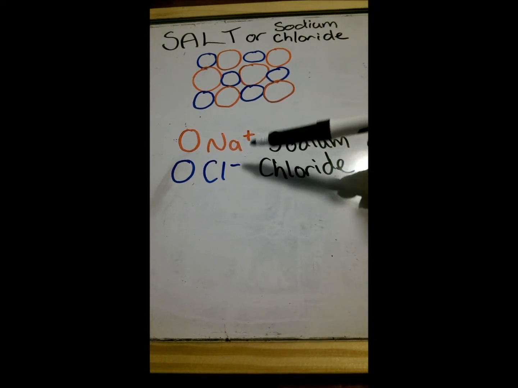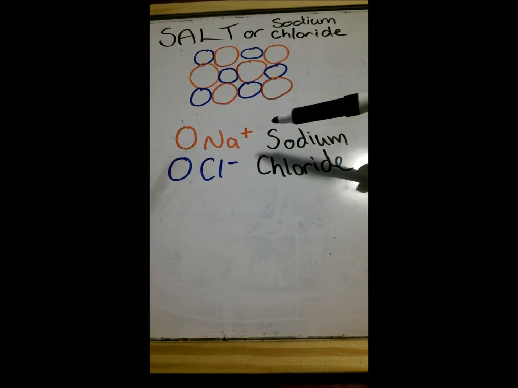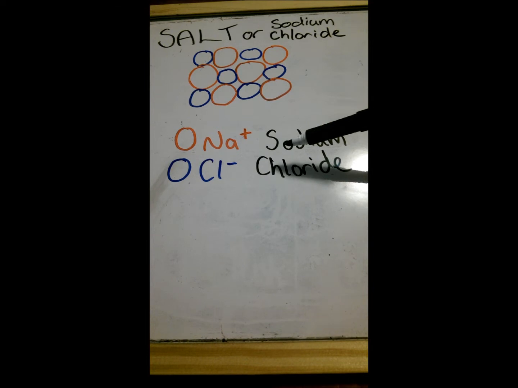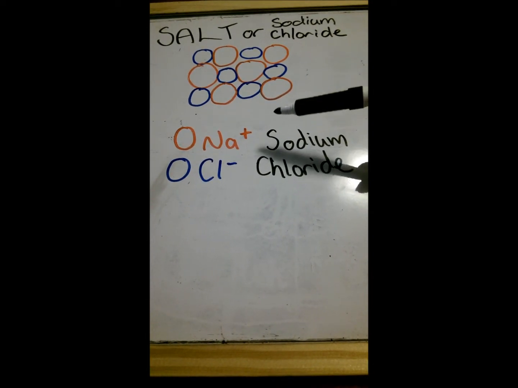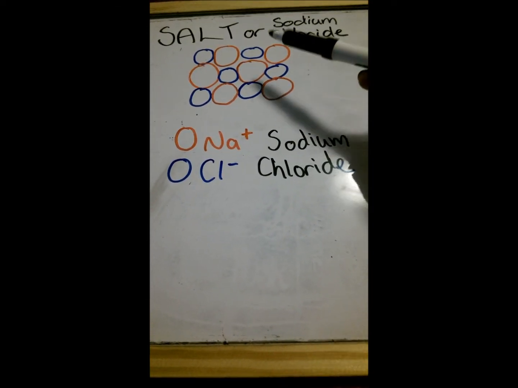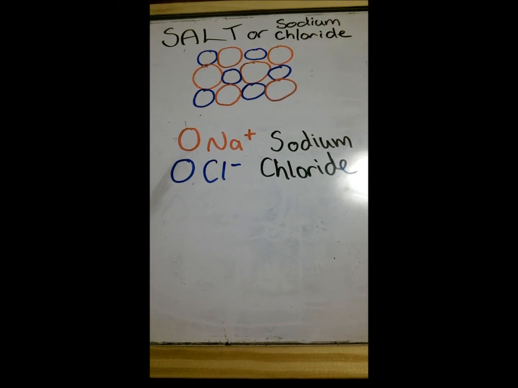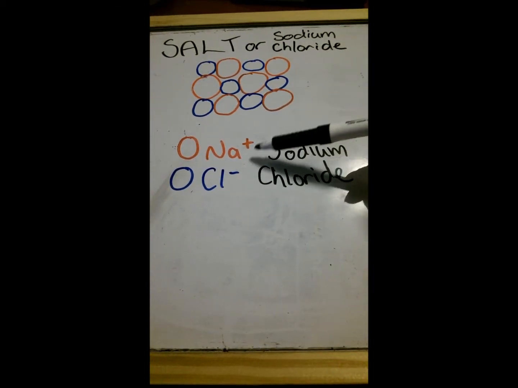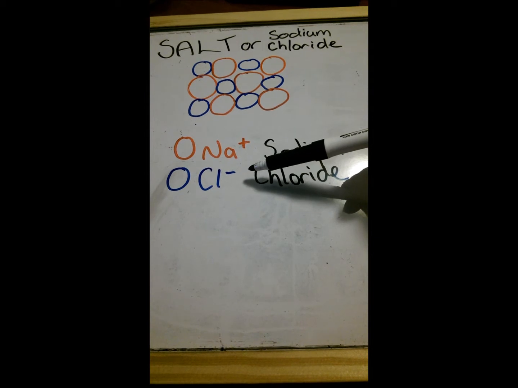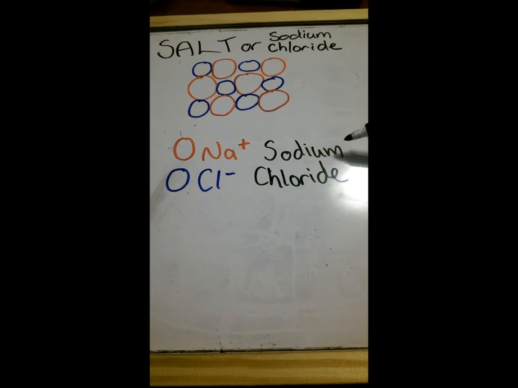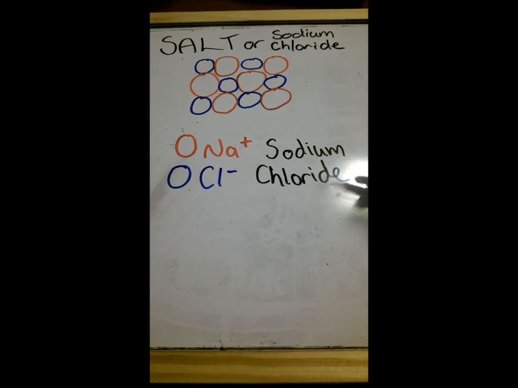These attract to stay together as sodium is a metal and chloride is a non-metal. Therefore, that is why they are called ionic. A positive and a negative charge, the sodium and chloride attract and bond to stay together.